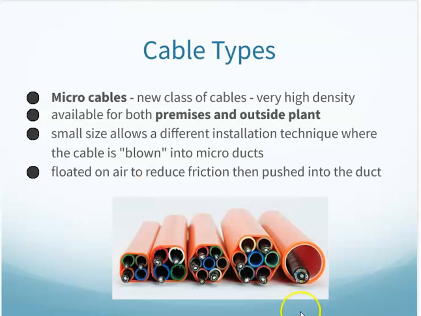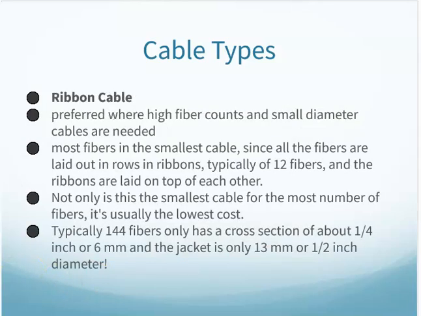Those can be installed into your air-blown fiber ducts, if you will. We've looked at that before. So you install the ductwork in the ground or above ceilings, that sort of thing, and then these micro cables can be pulled through those or blown through those, air-blown fiber, to give you a lot of connections through that ductwork. There is ribbon cable as well.